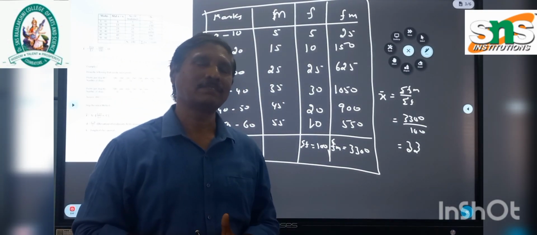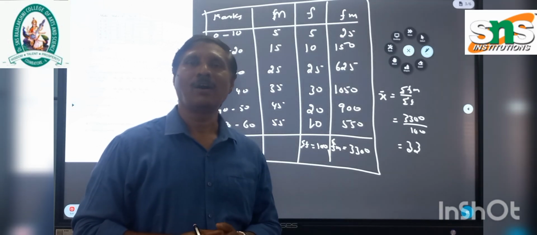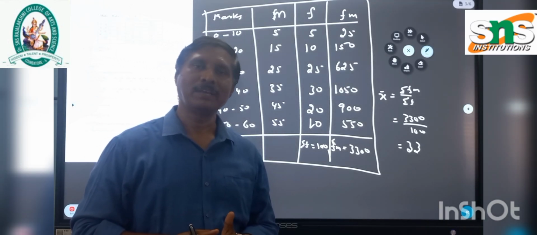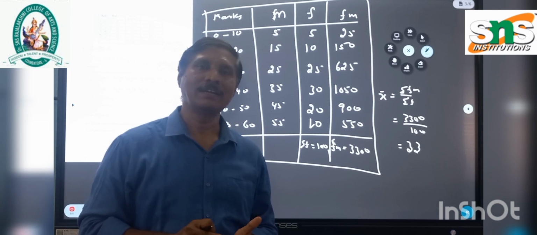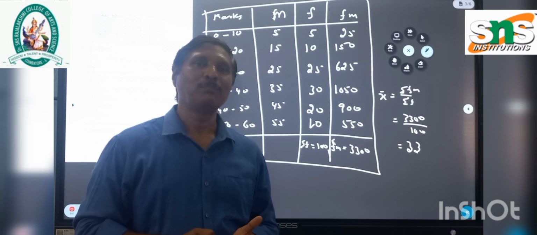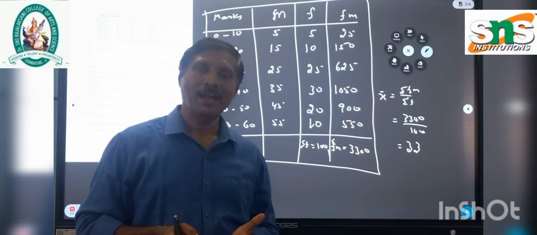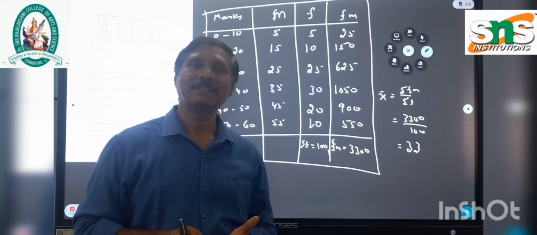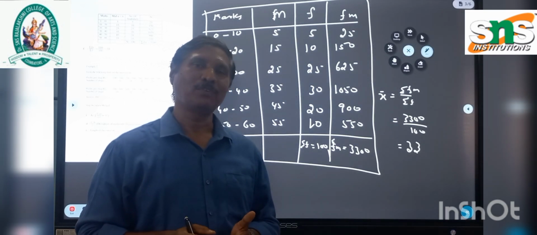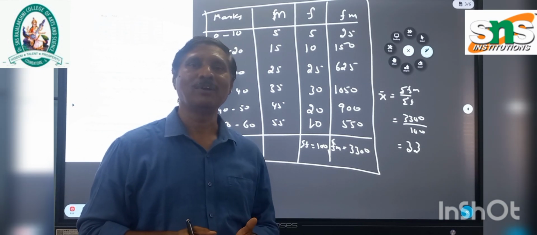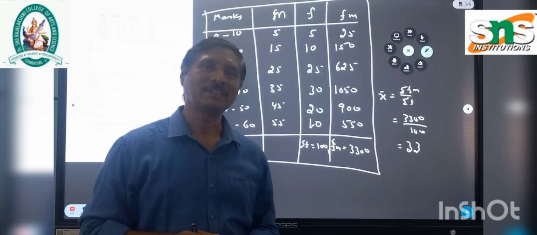So in this lecture series video, we discussed the average or arithmetic mean of a given series. There are three kinds of series: individual series, discrete series, and continuous series. The mean for individual series is x bar equal to sum x by n, the mean for discrete series is sum fx by n, and the mean for continuous series is sum fm by sum f, where m is the mid value. In the next video, we are going to discuss the median for all these three series.